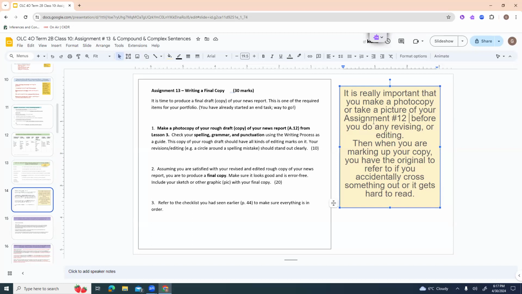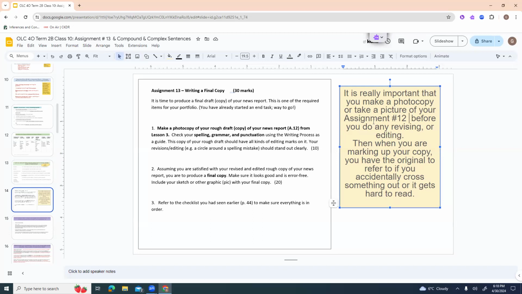And once you've done all those changes and additions, you are going to give that to me, and that gets 10 marks. If you forget to give that to me, which a lot of people do, oh my gosh, there goes 10 easy marks, okay? Then after you've got that marked up copy, you're going to go over it and produce a final nice looking copy that's error-free. It should include your headline, your date, and the graphic from your final copy. Make sure you check the checklist, which we're going to talk about again.